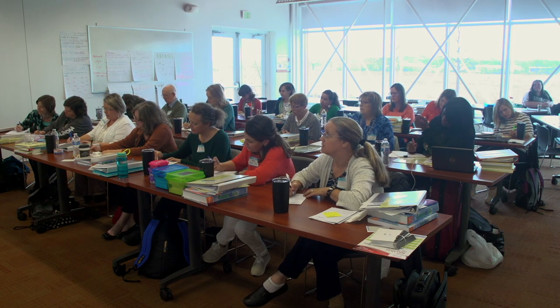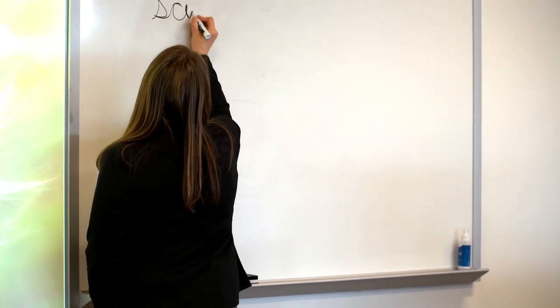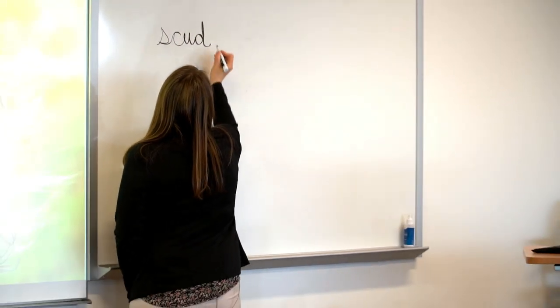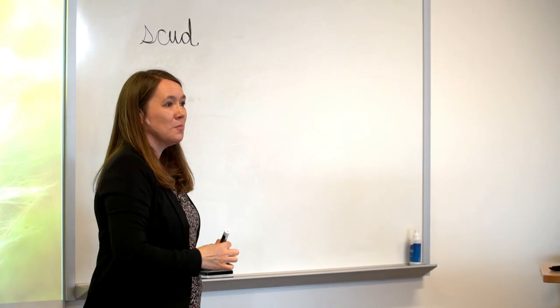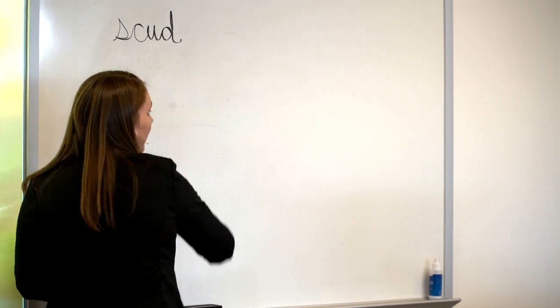S-c-c. And then help me write it. S-c-c. A, d. Is there anything to mark? Nope. So let's sound it out. S-c-c. A, d. Scud. What is a scud? A cold, gusty wind.